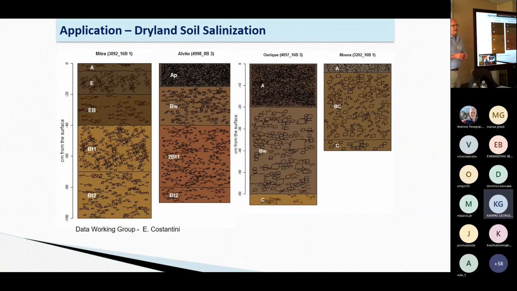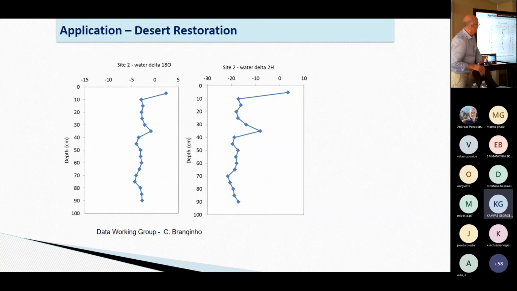This is an application from Portugal, where we studied salt and isotope signals in soils. We have different sites, Mitra, Alvito, Ric, and Mura, with different climates and soil profiles that have different degrees of salinity. And again, here we studied how the signal of different seasons has traveled into these profiles. Basically, we try to track the depth that a certain seasonal signal has traveled into the soil. You see this here clearly as the peak. This is then winter, summer, winter, summer.